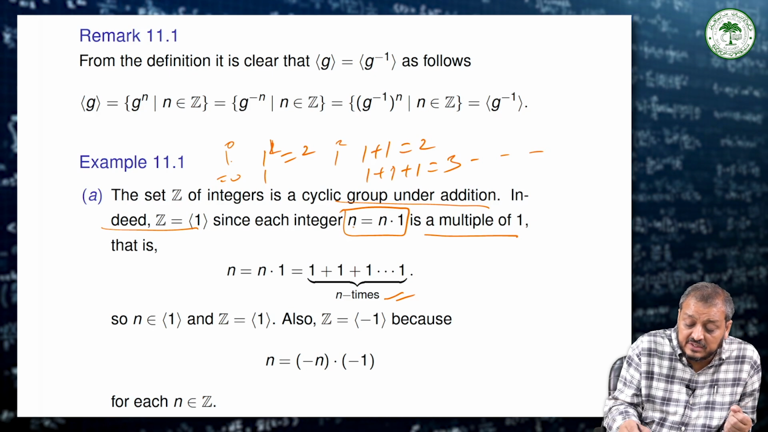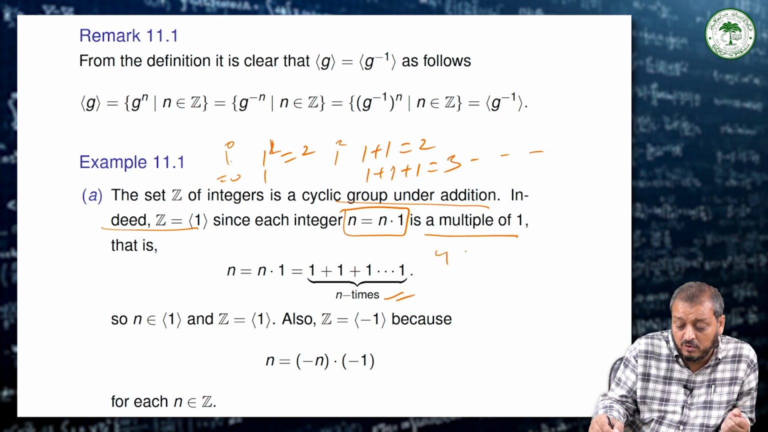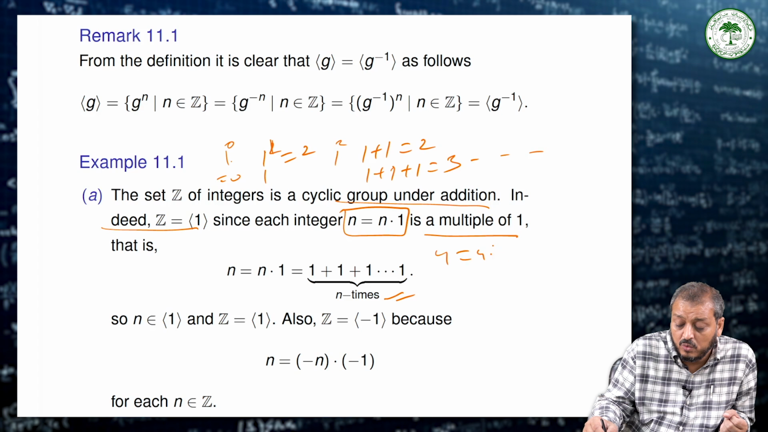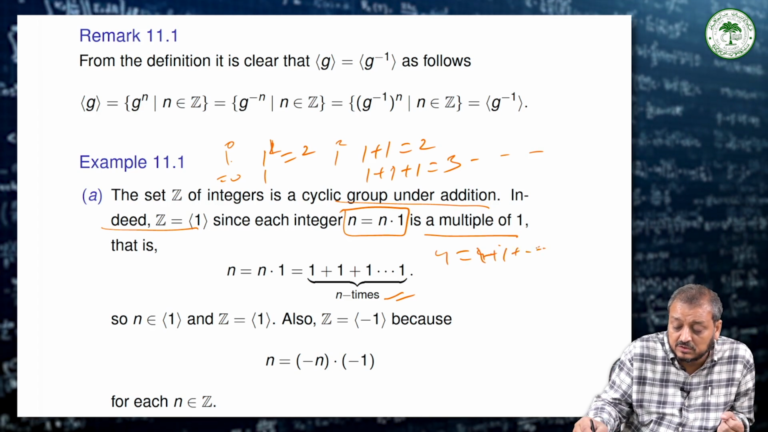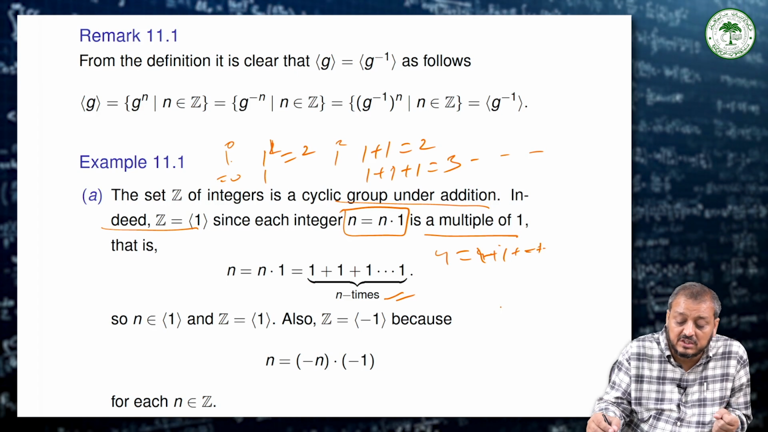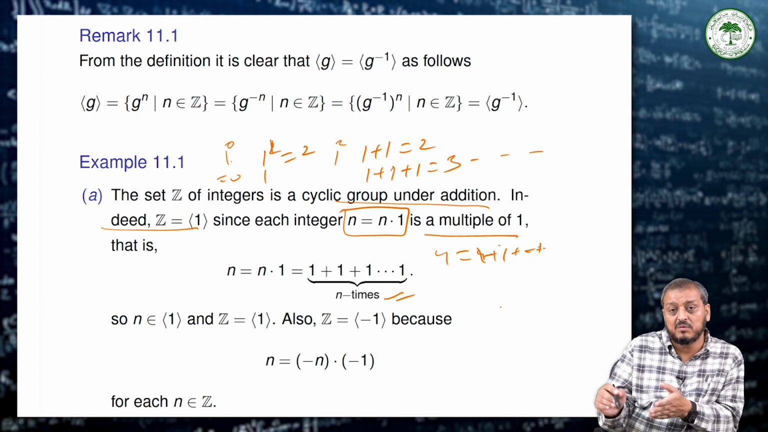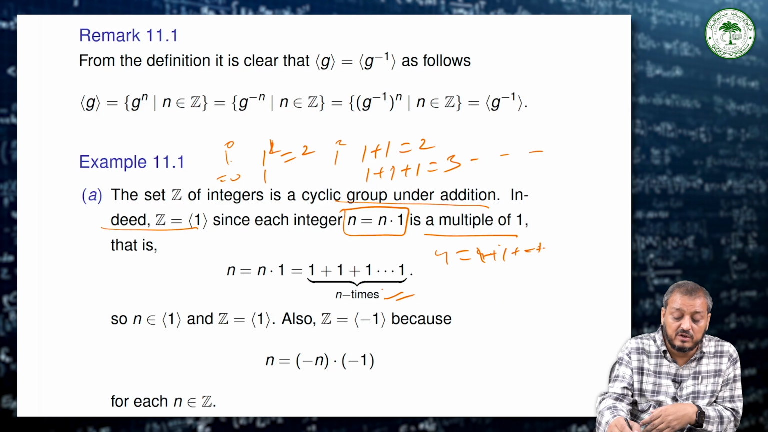In this case, 4 can be written as 4 times 1, that is 1 plus 1 plus 1 plus 1, four times. If it is minus 1, then minus 1 plus minus 1, and similarly we write it in this form.